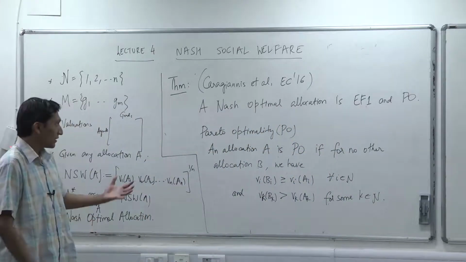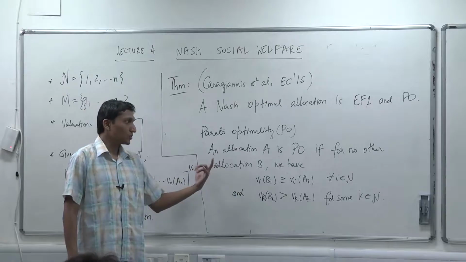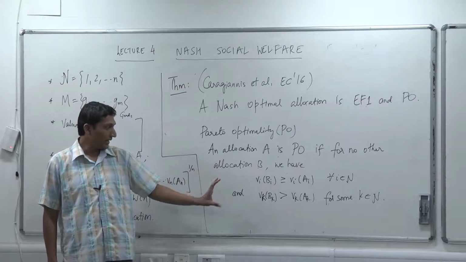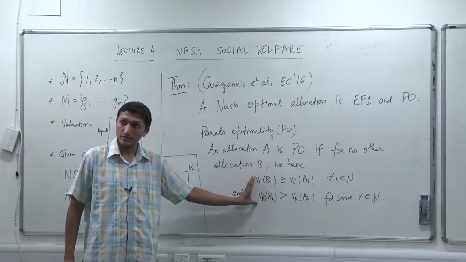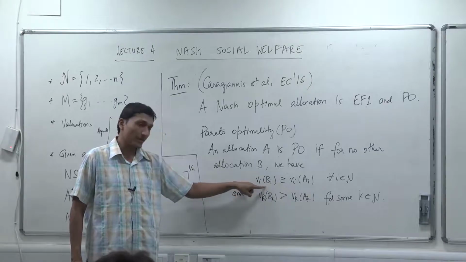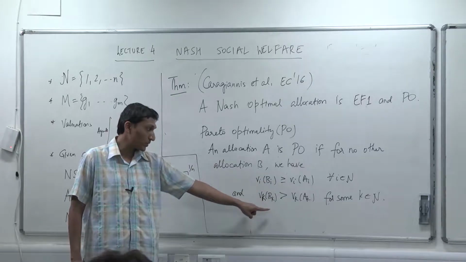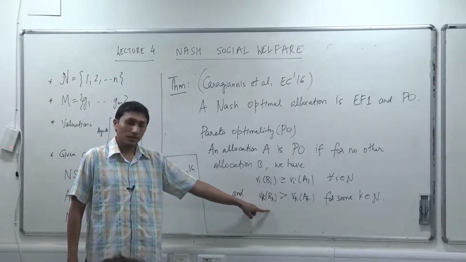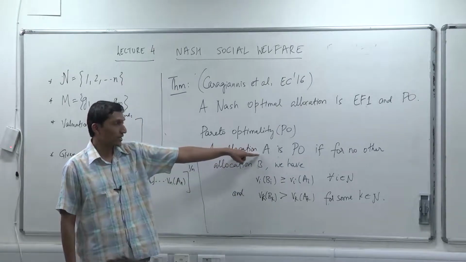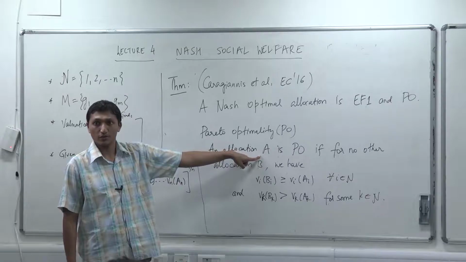Okay, so what this definition is saying is that there is no other allocation B that Pareto dominates the allocation A. This is the definition of Pareto domination. An allocation B Pareto dominates A if every agent is at least as happy under B, and someone is strictly happier. If there is no such dominating allocation, then we say that our original allocation A is Pareto optimal or Pareto efficient.